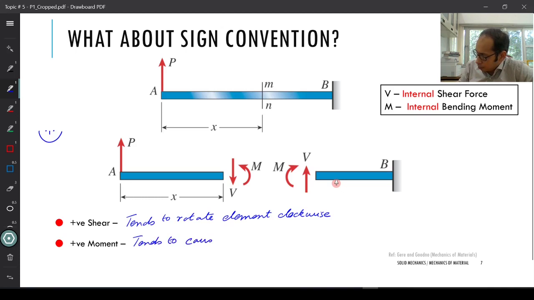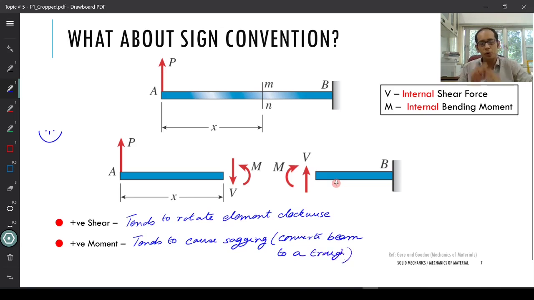cause sagging, right? Or converts the beam to a trough, right? I hope that is clear.